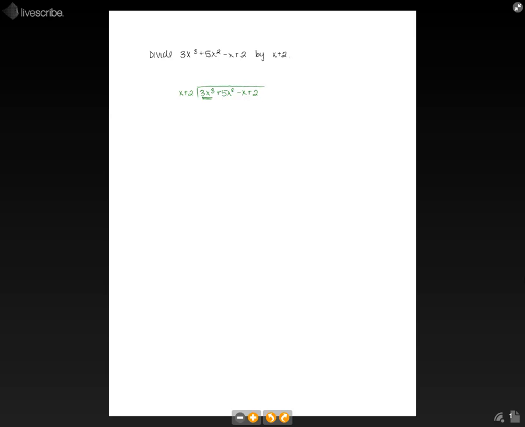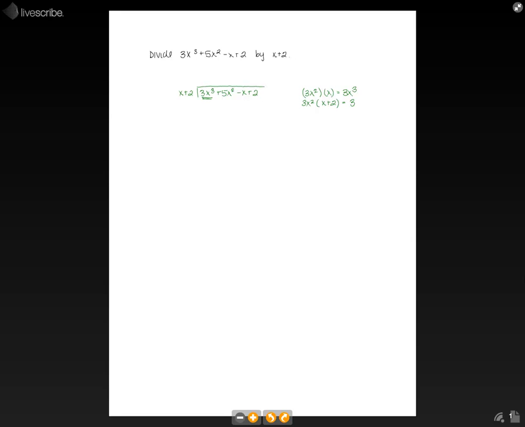And we also know that we need to multiply by 3. So to get 3x cubed, we need to multiply by 3x squared. So 3x squared times x is equal to 3x cubed. So that's good. But we can't just multiply the x. We have to multiply the whole x plus 2. So we're going to have 3x squared times x plus 2.